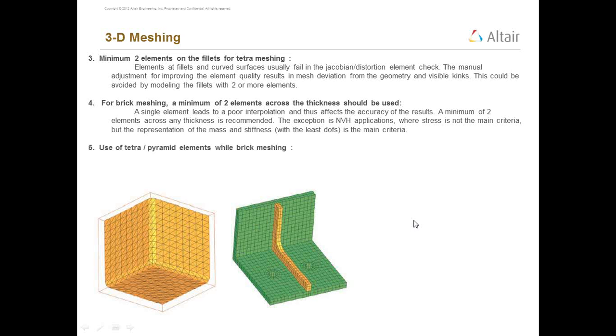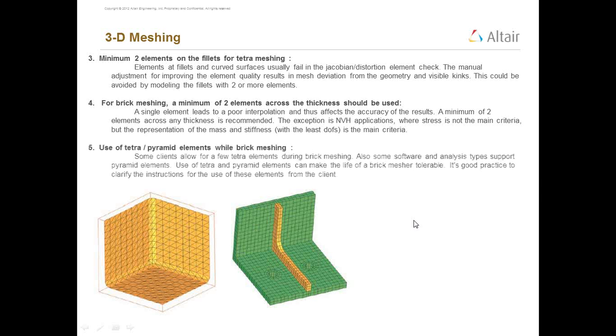Use of tetra, penta, pyramid elements while brick meshing. Some clients allow a few tetra elements during brick meshing. Also, some software and analysis types support pyramid elements, like HyperWorks. Using the tetra and pyramid elements can make the life of the brick mesher tolerable. It's good practice to clarify the instructions for the use of these elements with the client, as you can see, pyramid or tetra.